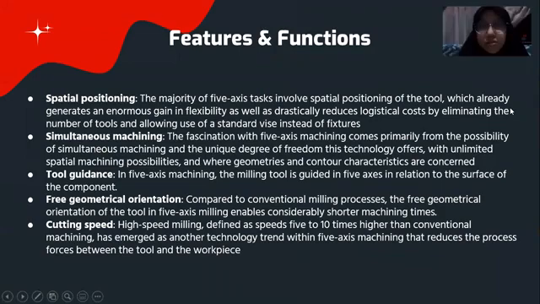And the next one is about the features and the functions. For the first part, there is spatial positioning. The majority of 5-axis tasks involve spatial positioning of the tool, which already generates an enormous gain in flexibility, as well as drastically reducing logistical costs by eliminating the number of tools and allowing use of standard vices instead of fixtures. And the next one, there is simultaneous machining.